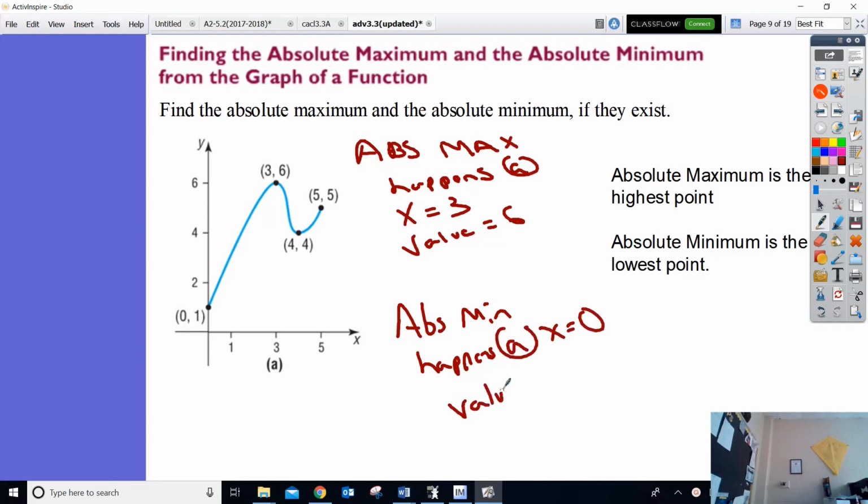Value is 1. If you ever answer any questions on this, they'll typically talk about what is the value and where is the point. Value is referenced to y. So they're pretty simple. We can do the next couple verbally right here.